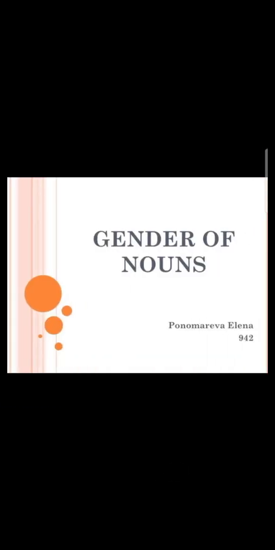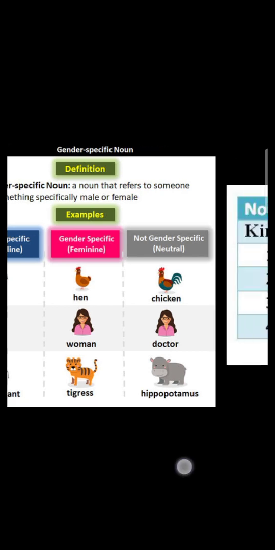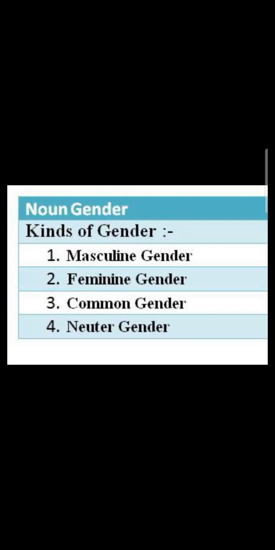In this video, we shall discuss noun gender. What is gender? Gender is the quality of a noun or a pronoun. Let us learn the types of gender. There are 4 types of gender in nouns: masculine, feminine, common, and neuter.